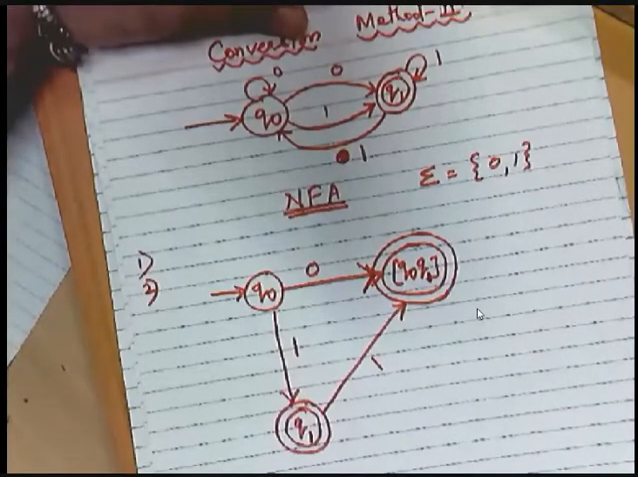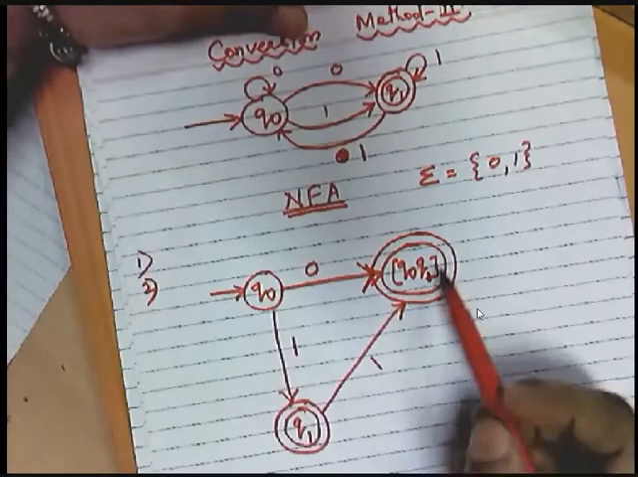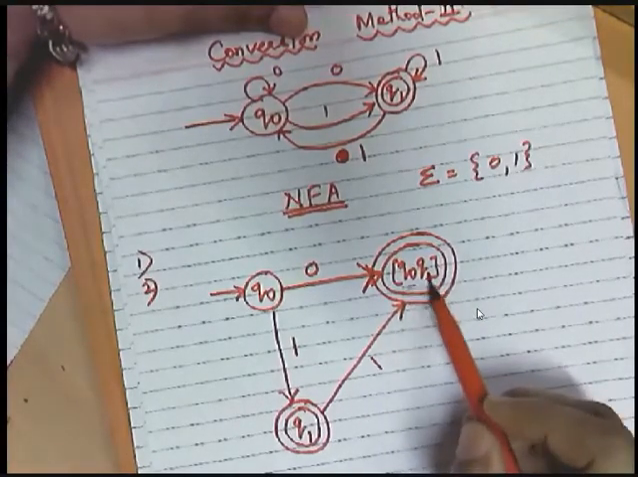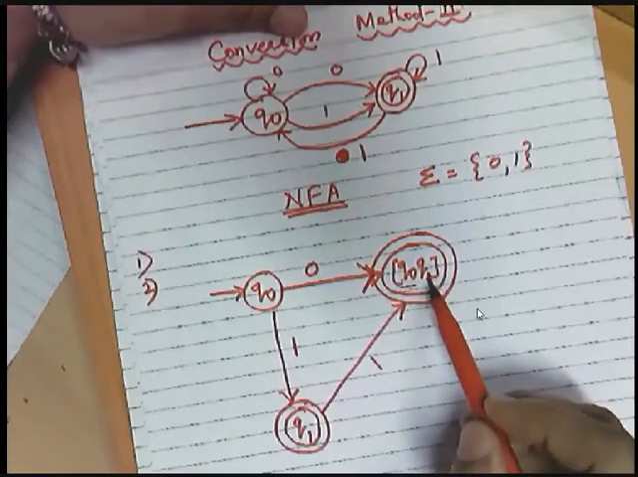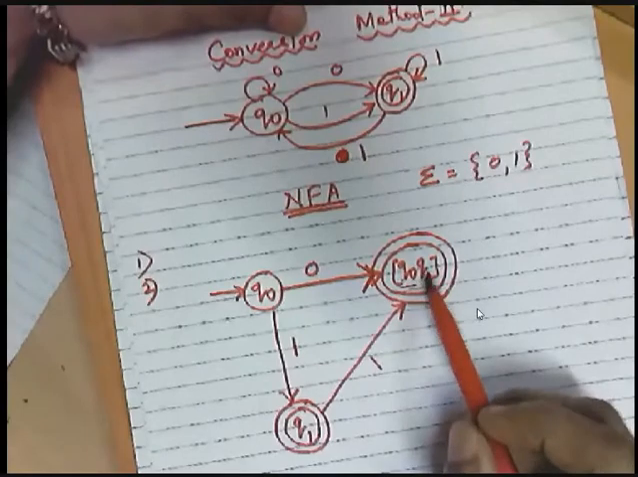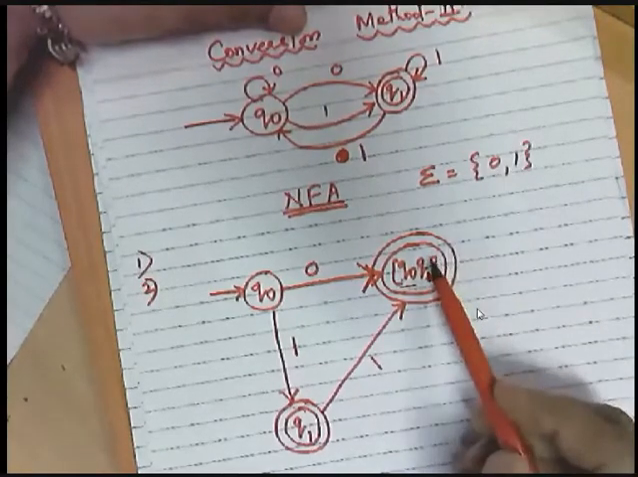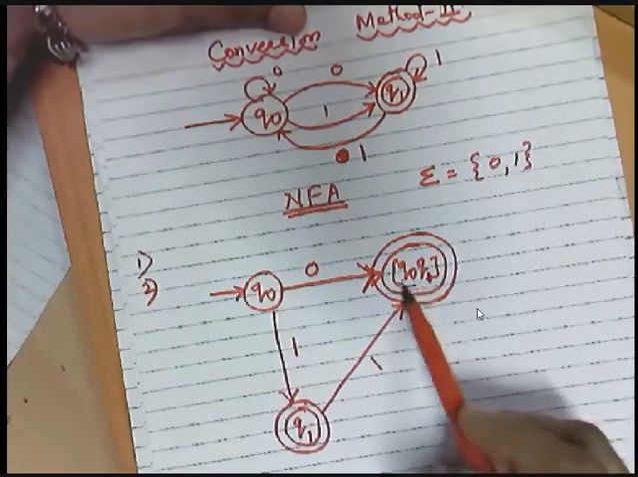But is it a final DFA? No, it is not a final DFA, because we have seen that there is a new state generated which is named Q0, Q1. So we need to find out what will happen if any input with alphabet 0 is given to this state. So how do we find it out? What will we do?